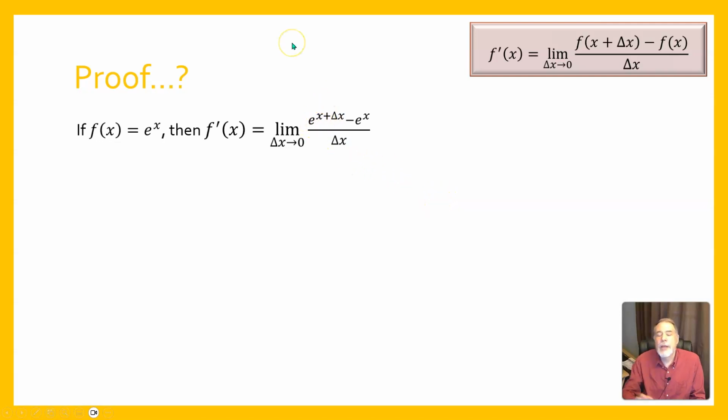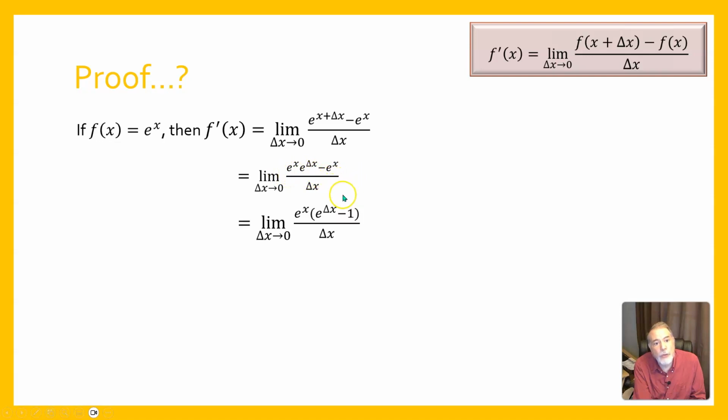Now, e to the something plus something else can be broken up into e to the first thing times e to the second thing. So I can write e to the x plus delta x as e to the x times e to the delta x. If e to the x works the way the rules of exponents work, that's going to be true. And then on top, we've got 2 terms that both involve e to the x, so I can factor that out and write this as e to the x times the quantity e to the delta x minus 1, all over delta x.